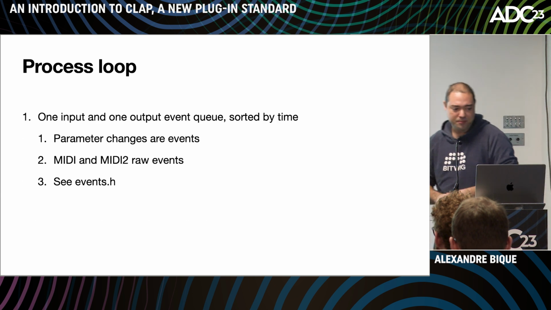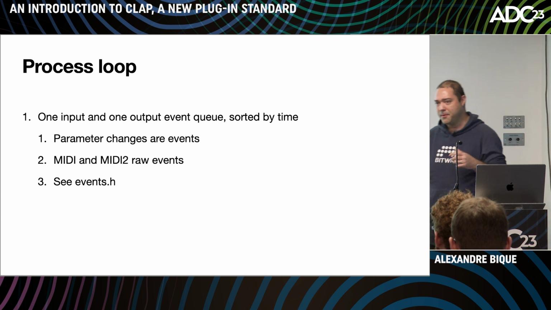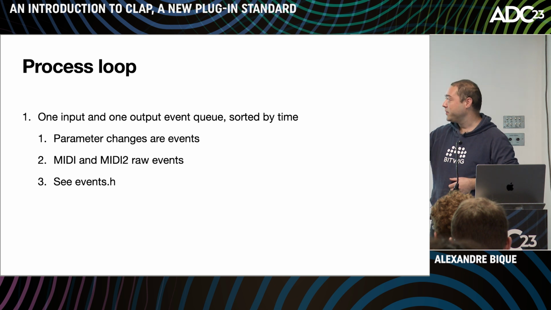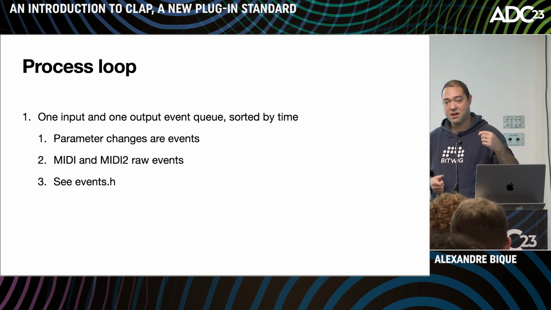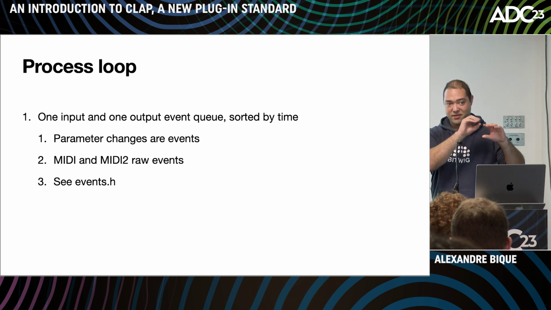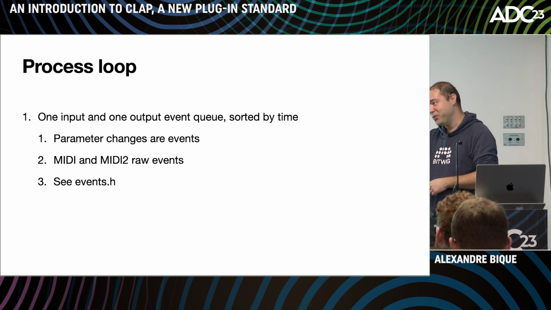The process loop. So in Clap, we have an easy process loop for plugins. It's just one input and one output event queue. Parameter changes are events. It's a little bit like if you receive a MIDI CC, it's one event. So you handle that exactly the same way. We have full MIDI and MIDI2 events. So you can get MIDI CC as just an input event, and you can output events.